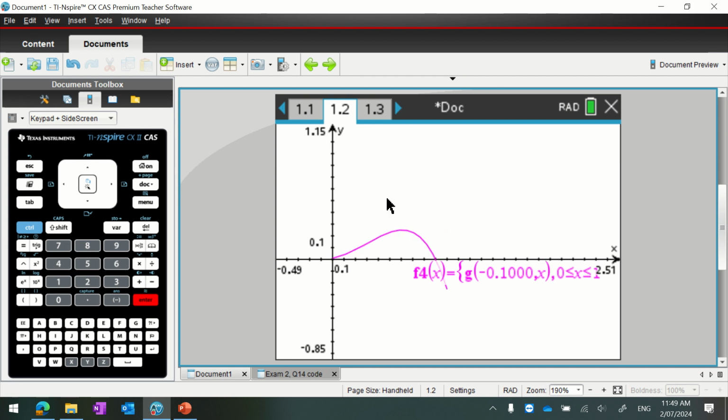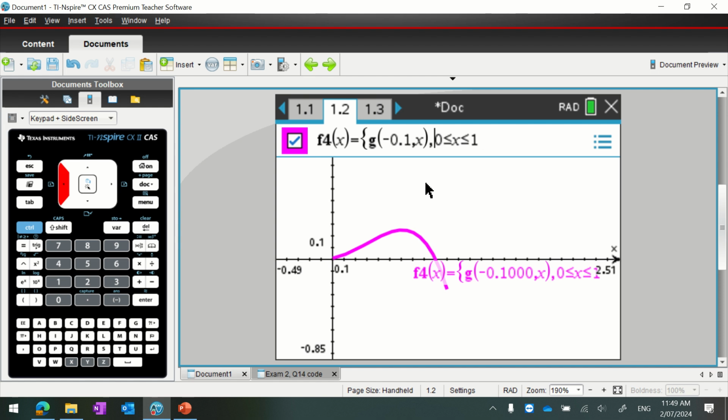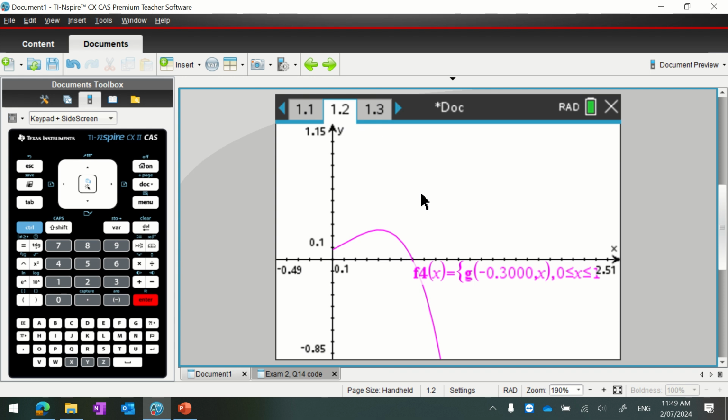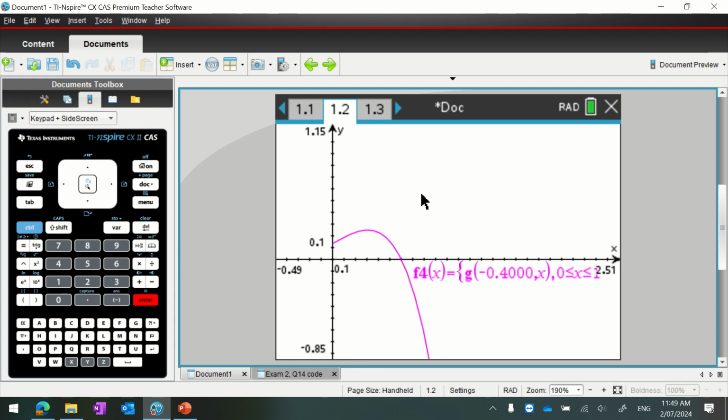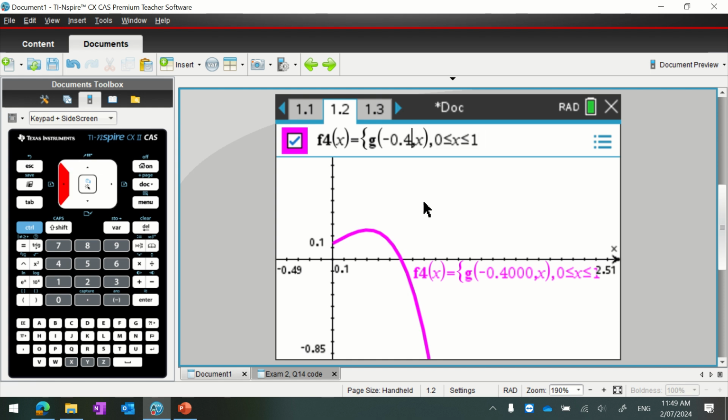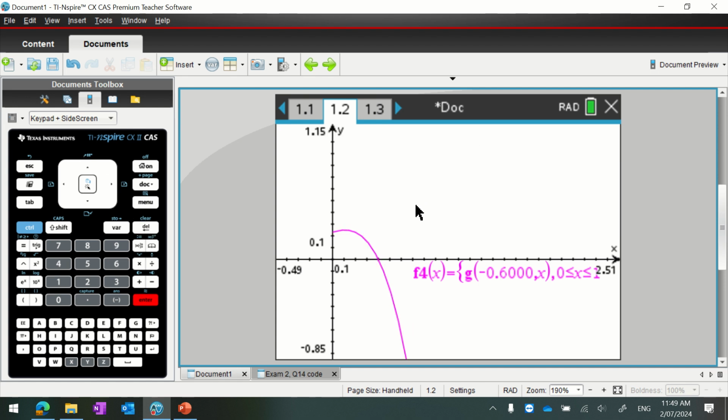Okay, P0 is not the absolute max. Negative 0.2, still no. Keep going. 0.3, still no. 0.4, still no. 0.5, still not. The G0 is still not absolute max. 0.6, getting close to it. 0.7. Ooh, looks like absolute max now. So the question is, what do you think is happening here?